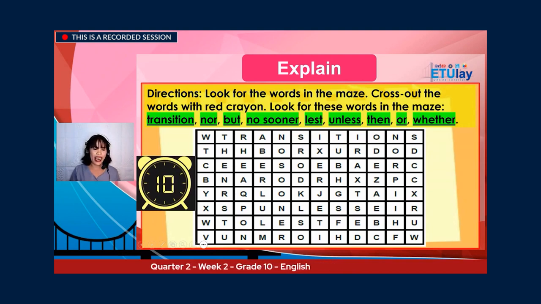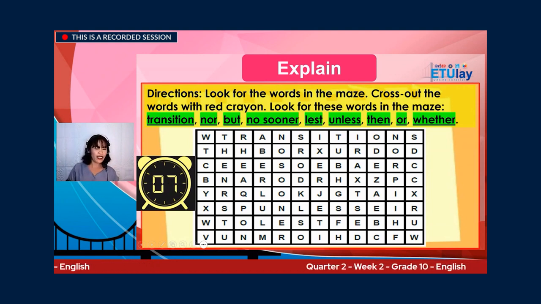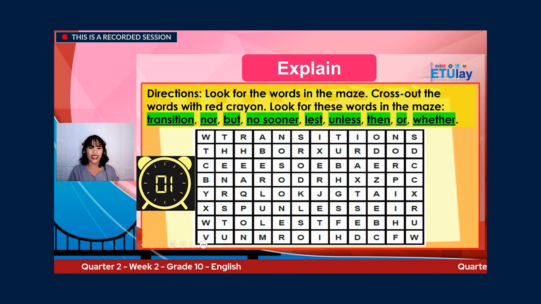You're going to look for these words in the maze: transition, nor, but, no sooner, lest, unless, then, or, and whether. We have 9 words, but or can be found here twice, meaning in this challenge, you will have 10 tokens. I will set my timer. I will give you 10 seconds to search the words. Again: transition, nor, but, no sooner, lest, unless, then, or, and whether.